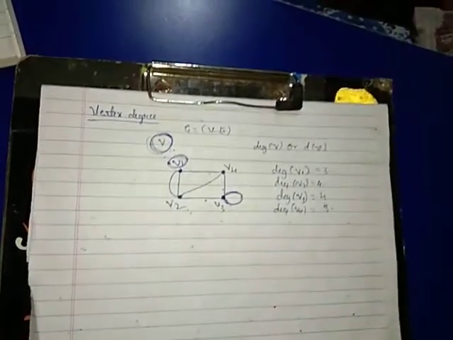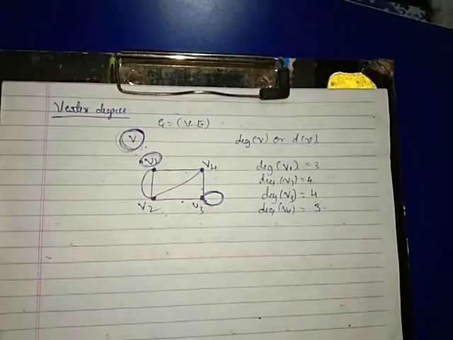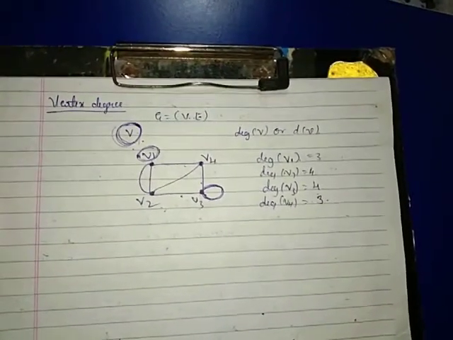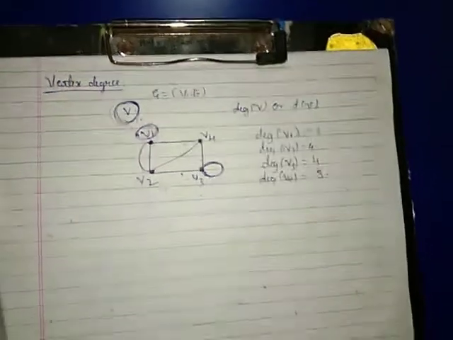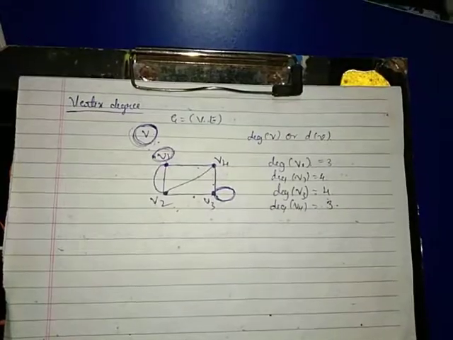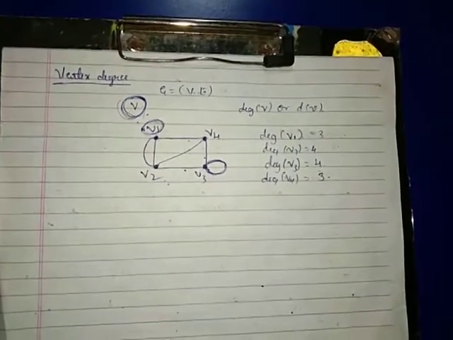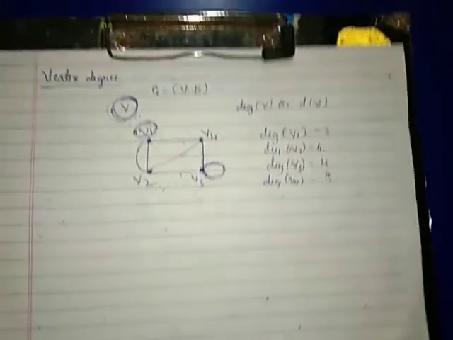That is called the degree of the vertex. So I am repeating it once again. Suppose G = (V, E) be a graph and V be a vertex of G. Then the number of edges of G that are incident on V, with the loops counted twice, is called the degree of the vertex V.